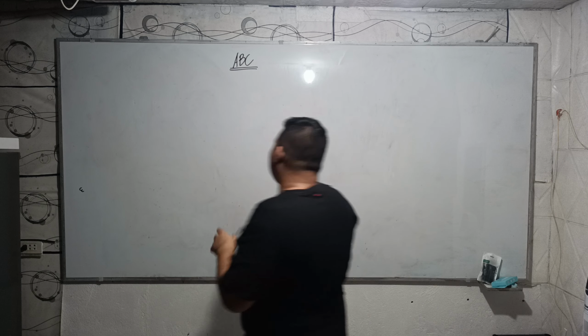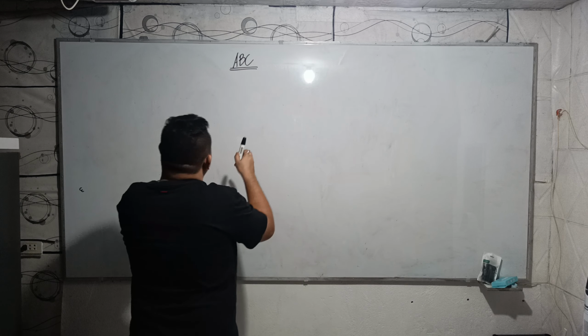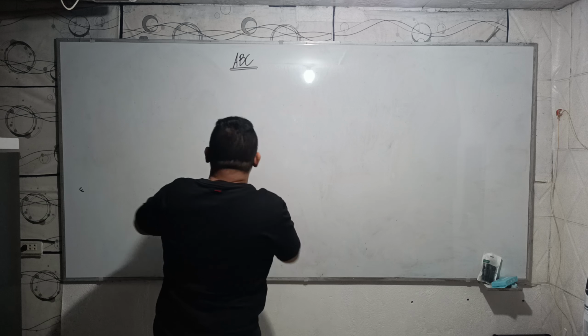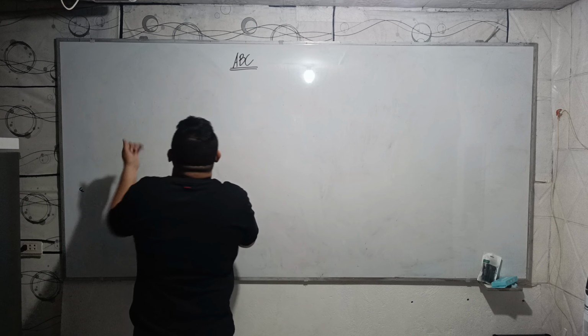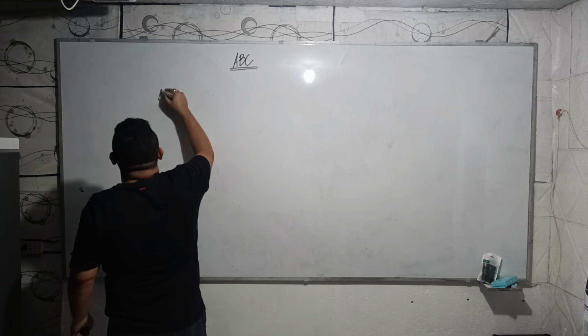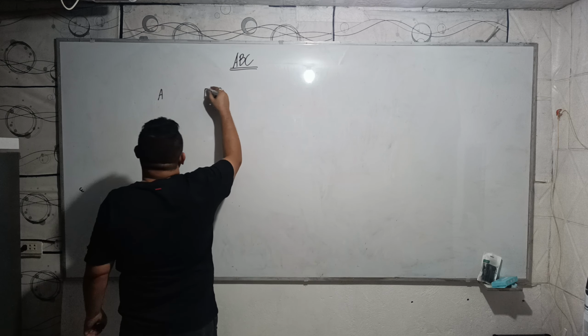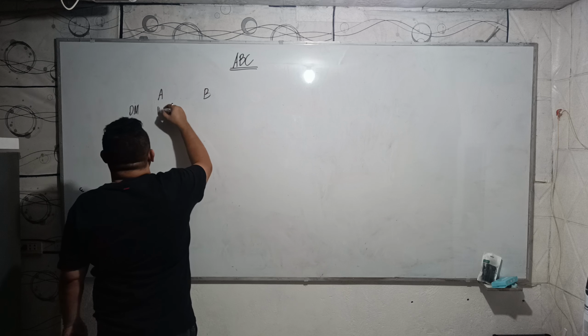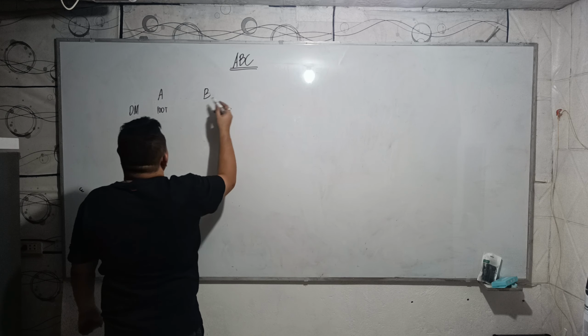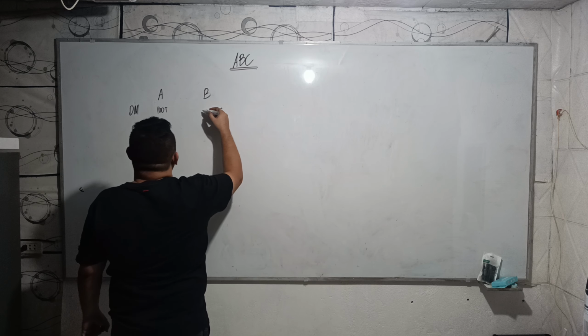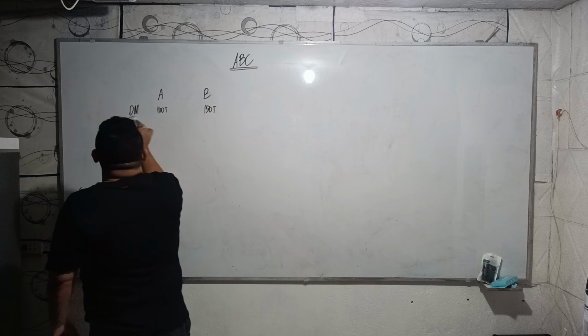So activity-based costing. Before we go to the particular topic, let's say, for example, you have two products, product A and product B. Product A has a direct material of 100,000, and product B has a direct material of 150,000 direct material cost.